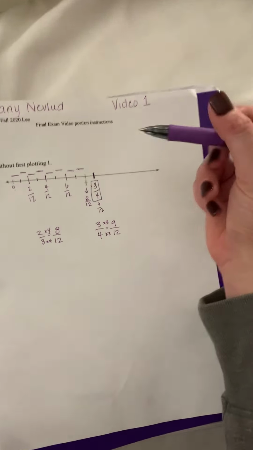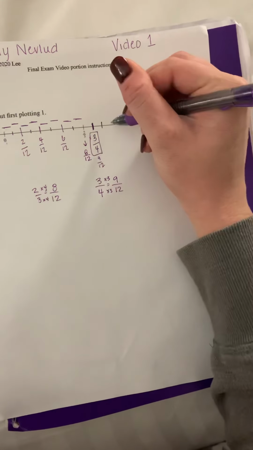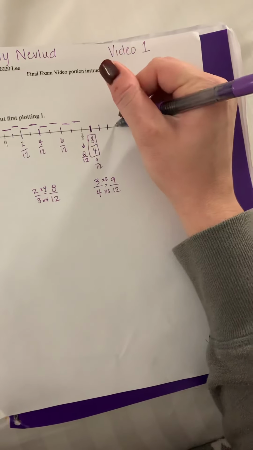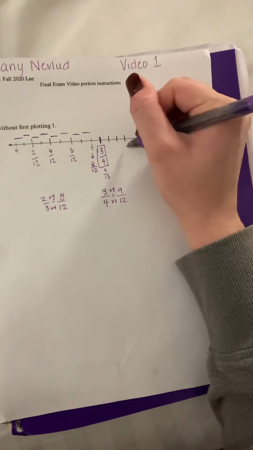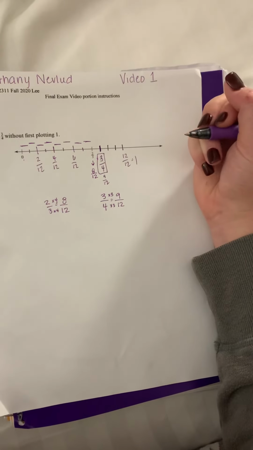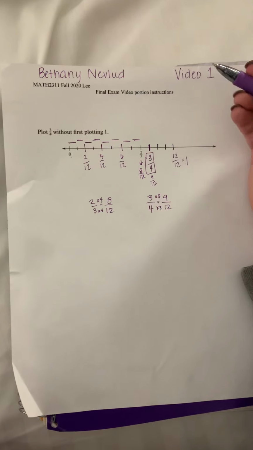And just to finish out the rest of our number line here, now we can find 1 just for the fun of it and see that this would continue to 10/12, 11/12, and 12/12, giving us 1. Okay? And that is the end of this problem.